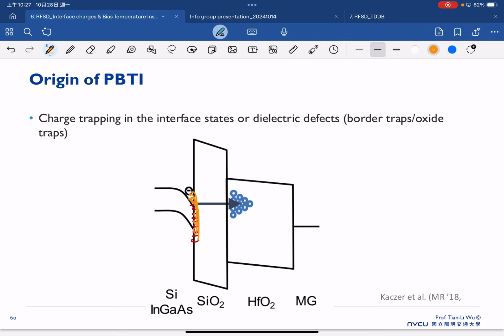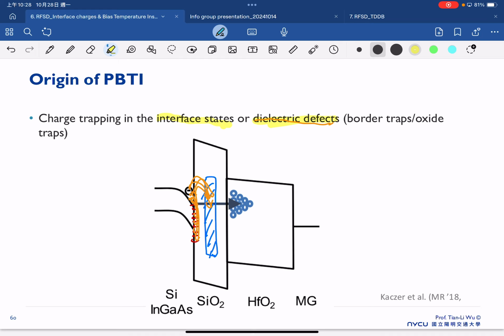in the interface state, but also, if we have traps in the dielectric here, it's possible these electrons can also be trapped here. That's what we call either a border trap or a bulk trap. And in general, we consider it a defect in the dielectric. So the charge trapping in the dielectric can be explained by the interface state or by a dielectric defect. And this dielectric defect includes the border traps or oxide traps here.